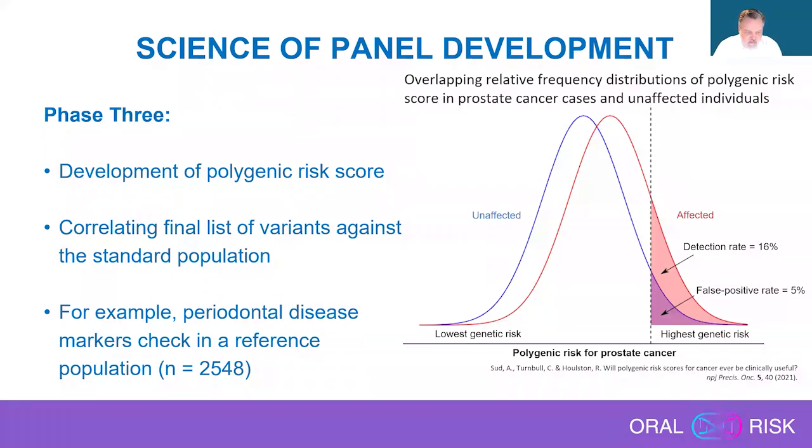In this case, for periodontal disease, the markers that we were checking for, the population the individual is being compared against is 2,500 patients. So this is a very good overview of the profile of the general population that they're being compared to.